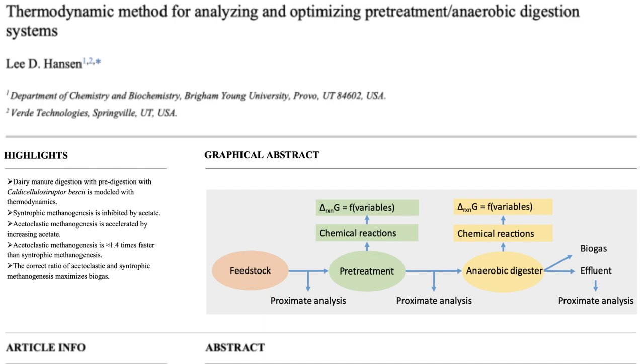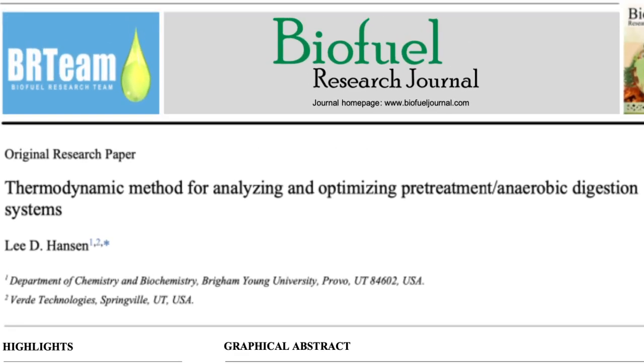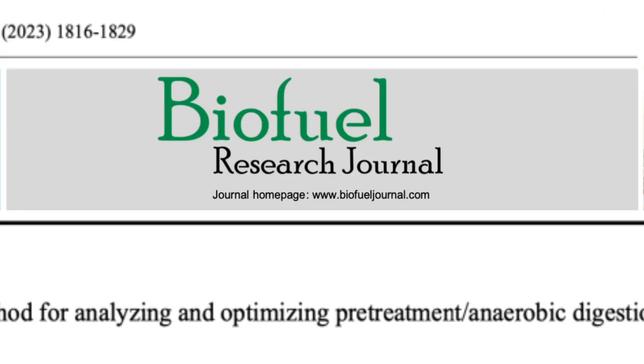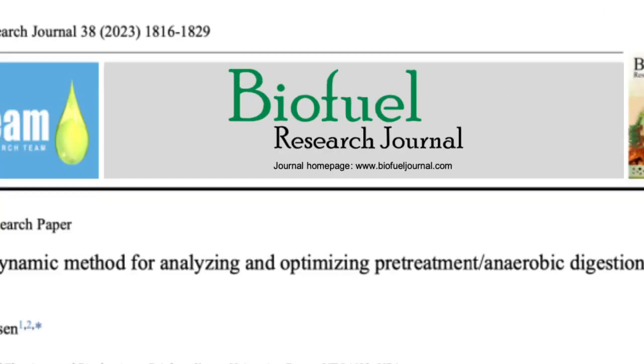The method can be readily applied to other feedstocks, pretreatments, and anaerobic digestion if data on the proximate composition are available. This work, entitled Thermodynamic Method for Analyzing and Optimizing Pretreatment and Anaerobic Digestion Systems, was published in the June 2023 issue of Biofuel Research Journal, and the full paper is available for free at the journal's website at www.biofueljournal.com.